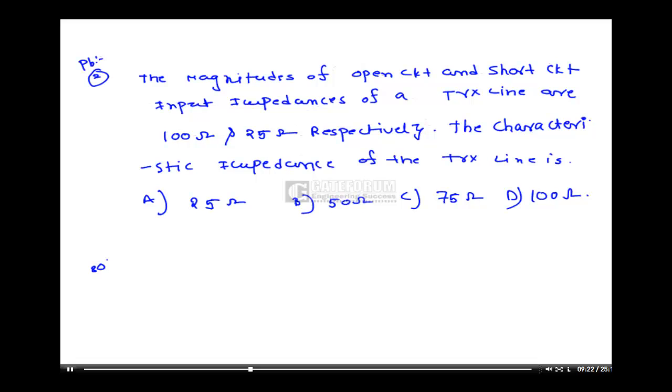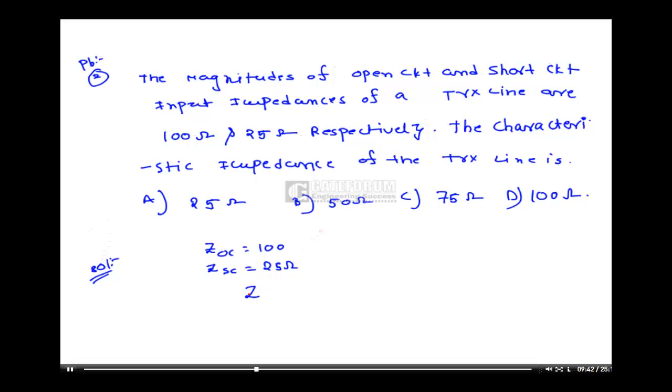The solution to this problem is, first of all, what is given right now? The magnitudes of an open circuit and a short circuit impedance of a transmission line are given. That is, ZOC is equal to 100 ohms, ZSC is equal to 25 ohms. Then what is the characteristic impedance of the transmission line?